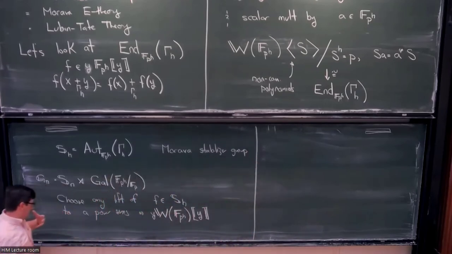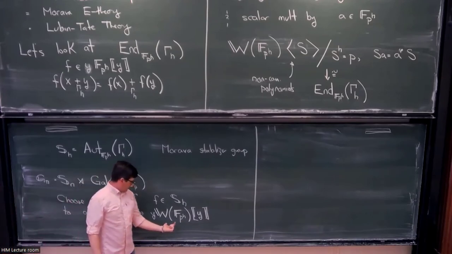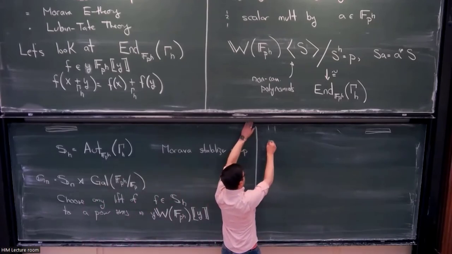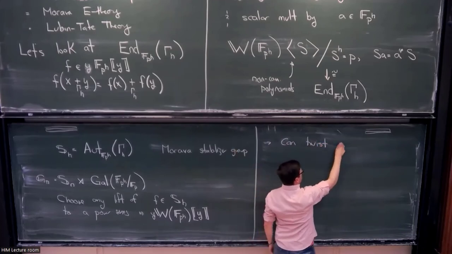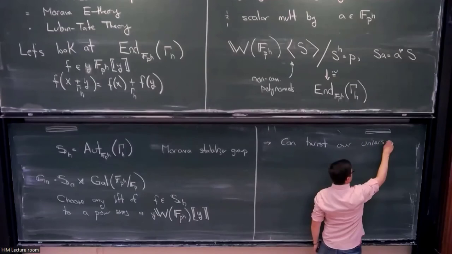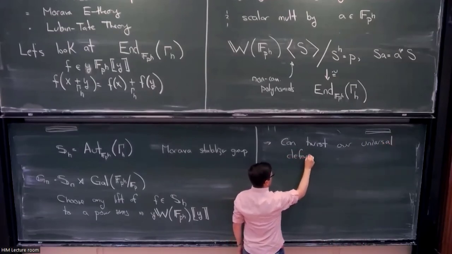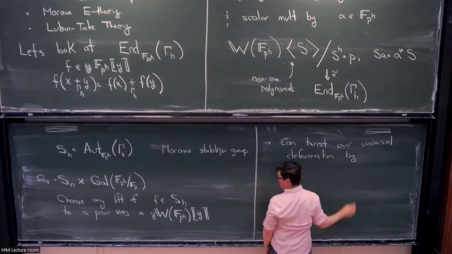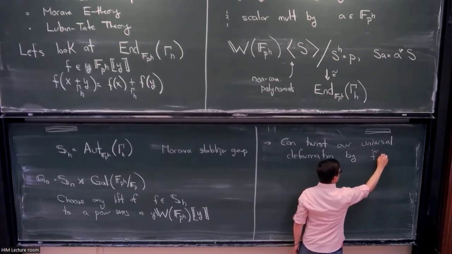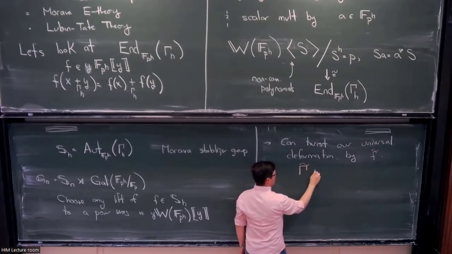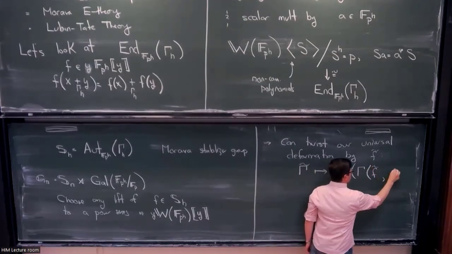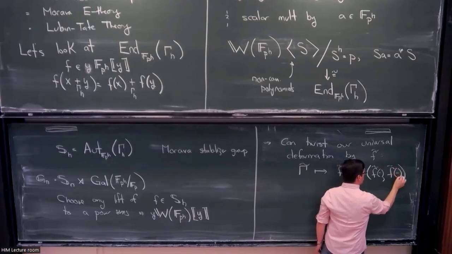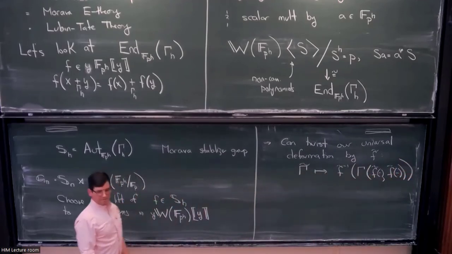So my Lubin-Tate ring, in fact, the deformations that I was looking at, they were acted on by this. So now twist our universal deformation by this unnamed limit. So I'll take my gamma tilde and send it to f tilde inverse gamma f tilde. And remember, gamma took two arguments. So I made it using it to do this.